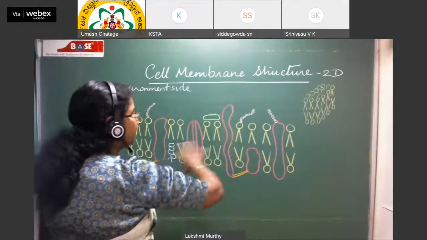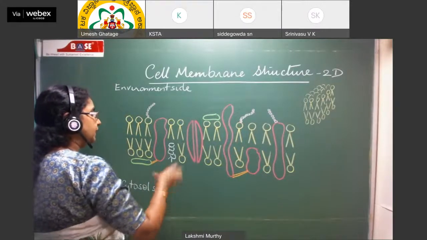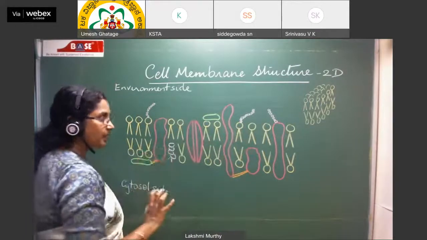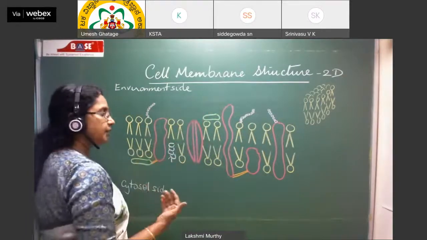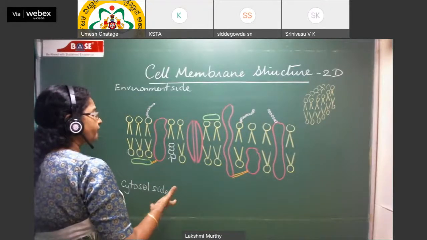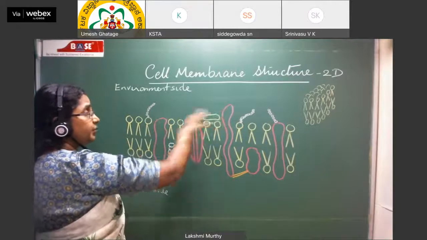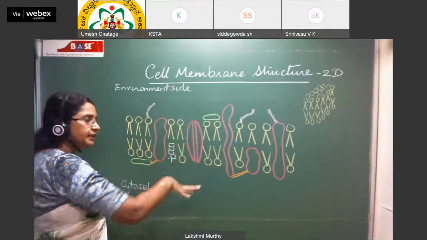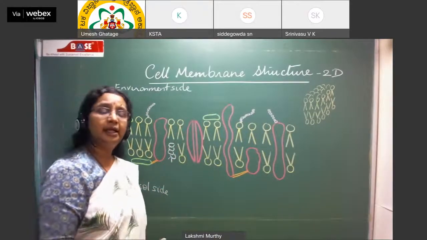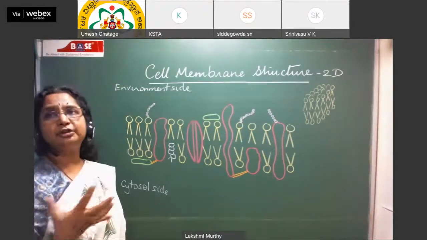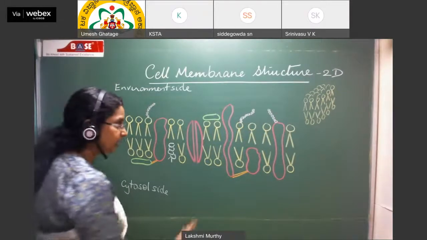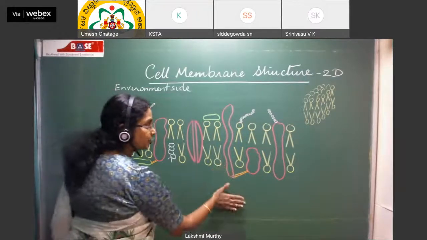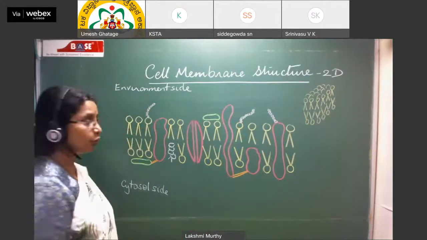And embedded within the bilipid layer, you have the proteins. So the proteins are going to be integral or intrinsic proteins if they are partially or completely embedded in the membrane. They can even project out of the membrane. The proteins which are present on the surface and not embedded, we call them surface proteins or peripheral proteins. These surface proteins and integral proteins are all globular proteins, whereas you also have small amounts of fibrous proteins associated with the cell membrane, represented by microfilaments, that is actin filaments, which are always present towards the cytosol side.